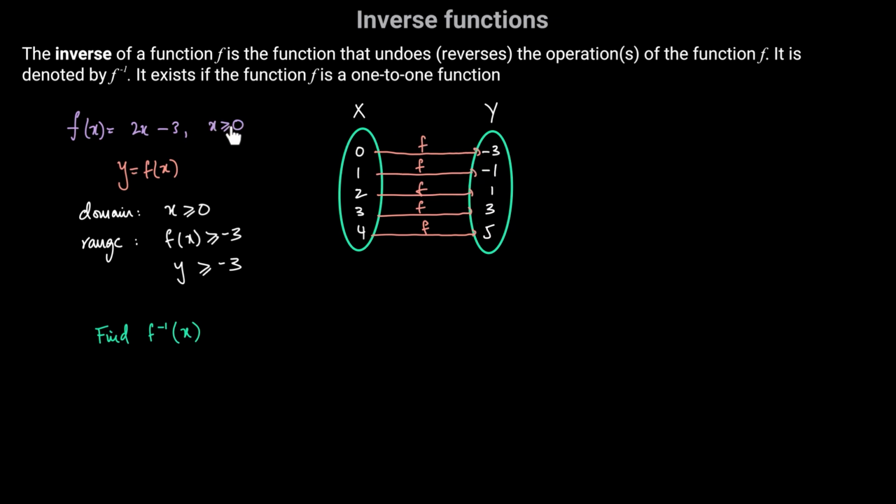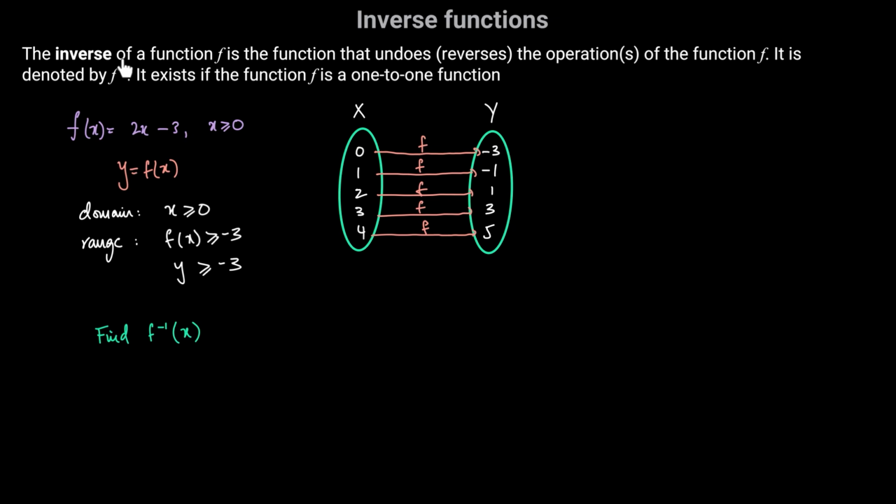And we know that since x is greater than or equal to 0, when x is equal to 0, y is equal to negative 3. And then for any value of x greater than 0, we see that y will be greater than negative 3. So therefore we can say that the range over here is y is greater than or equal to negative 3. Now how do we find the inverse function, f inverse of x?